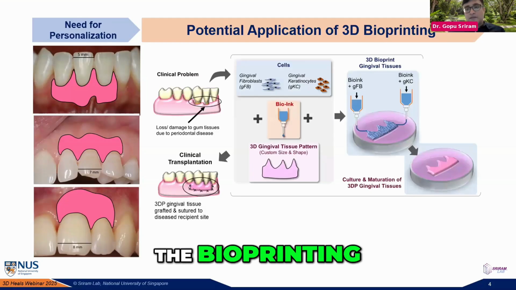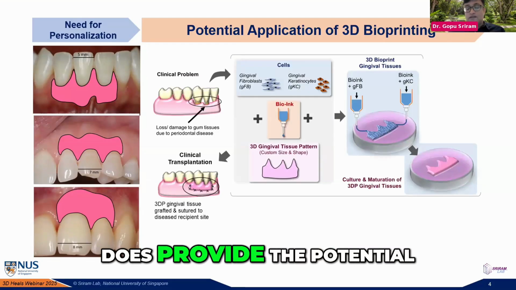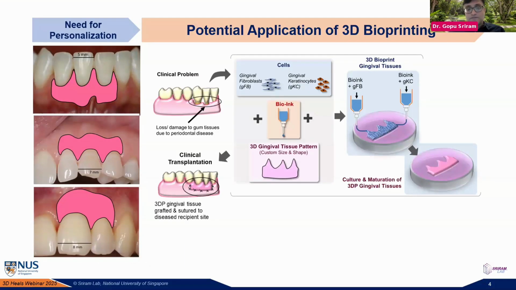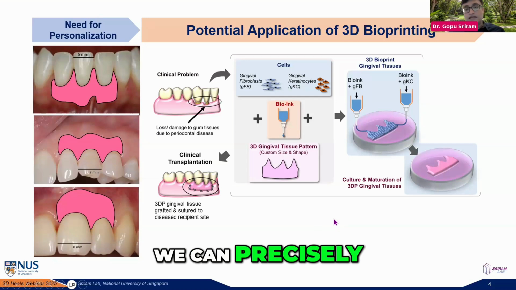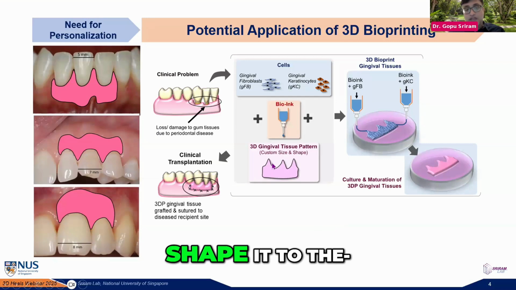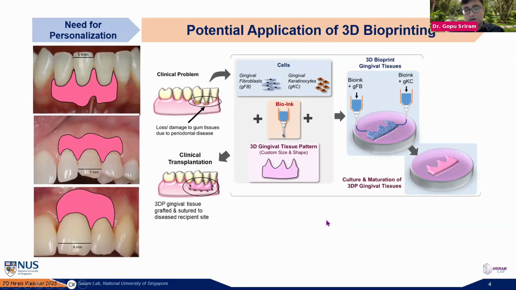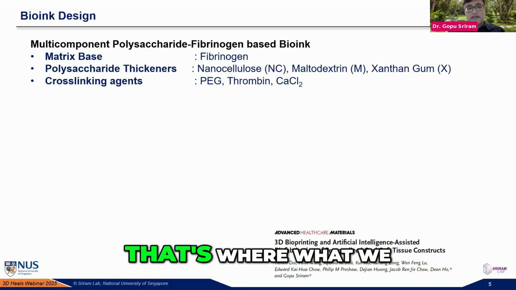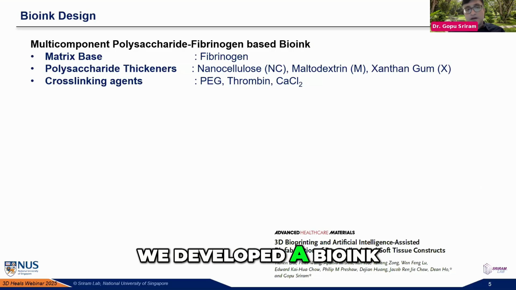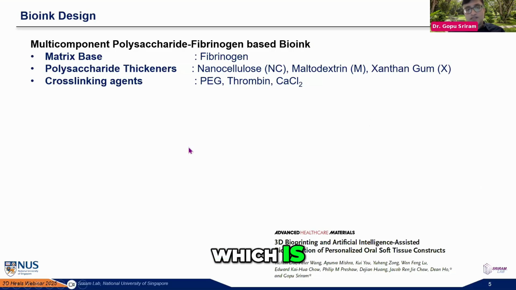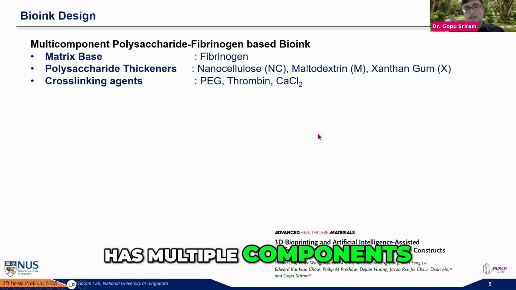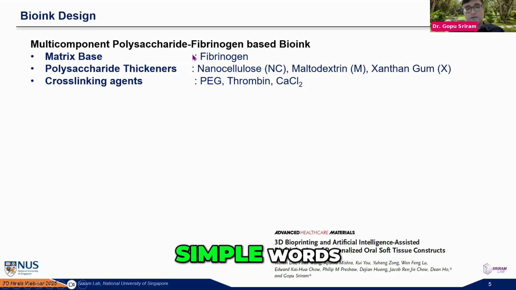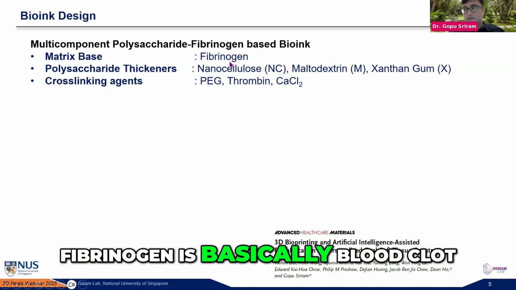So that's where the bioprinting does provide the potential to customize the shape of the grafts. With the bioprinting, we can precisely shape it to the defect area, and then that can be utilized, right? So that's where we developed a bioink, which has multiple components. If we have to break it down into simple words, fibrinogen is basically blood clot.